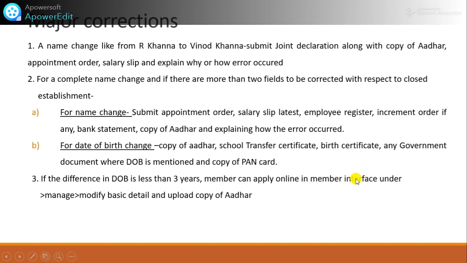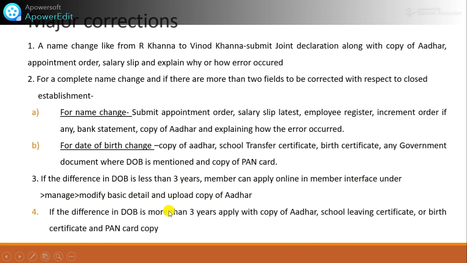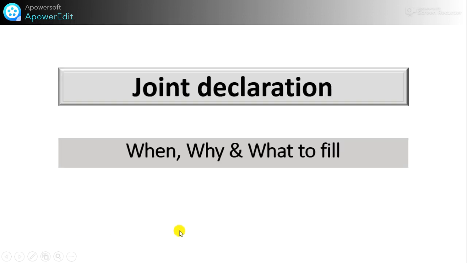So you log into the UAN and you can apply by uploading your Aadhaar copy. And the options will be Manage. Under that, you choose Modify Basic Details and then upload the copy of the Aadhaar. If in case the difference in date of birth is more than 3 years, then you need to apply along with the joint declaration, copy of Aadhaar, school leaving certificate or birth certificate and the PAN card copy.